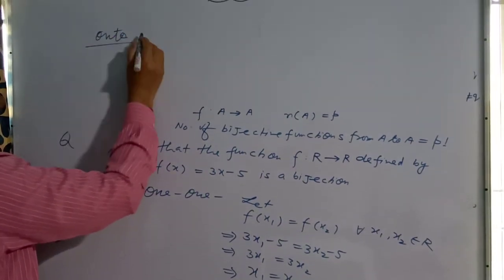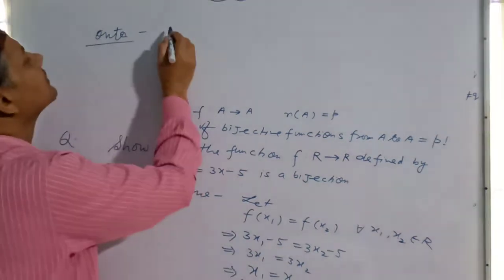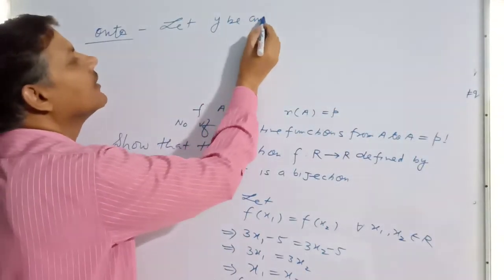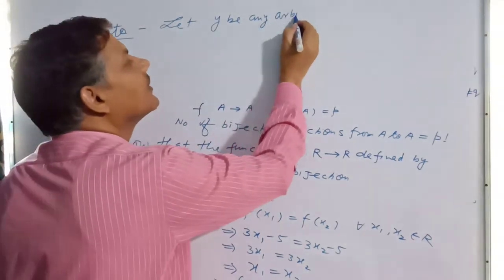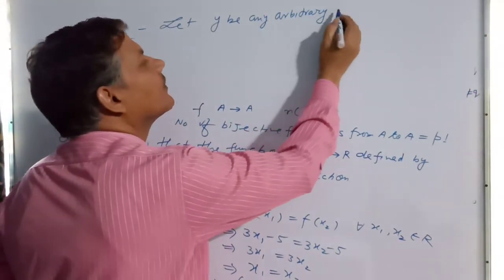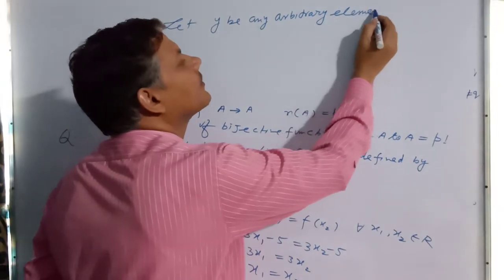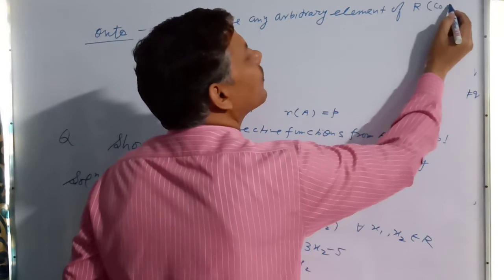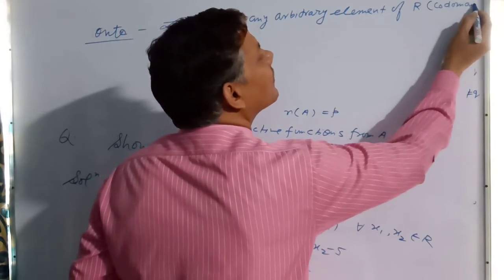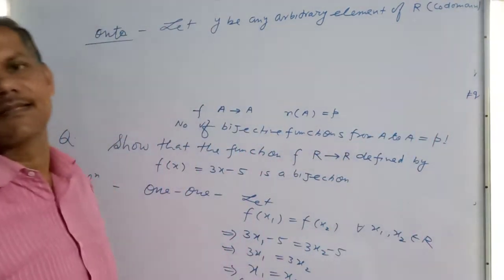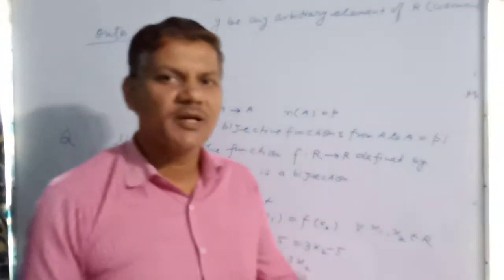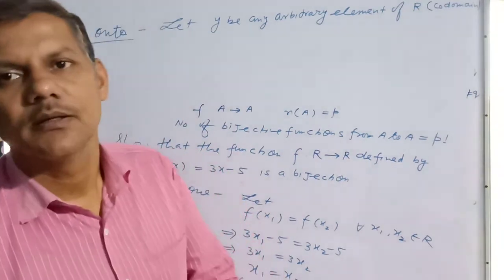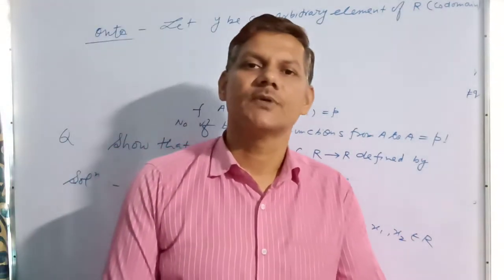For onto, we start, that is, let y be any arbitrary element of R, that is the codomain. So if there exists its pre-image in the domain of the function, again the set of real numbers, then we say it is what? Onto function. Otherwise it becomes what? Into function.